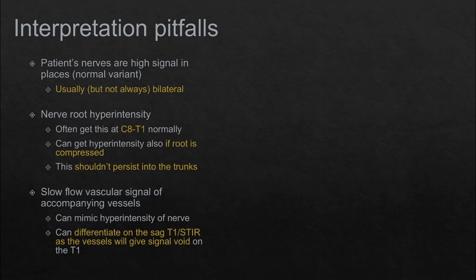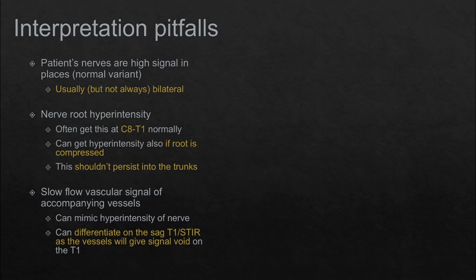Finally, we're going to go through a few things that can catch you out on brachial plexus MRI, which are normal findings, or common findings which are non-pathological. One of the unfortunate downsides of nerve imaging in general is that patients' nerves are often of variable signal, and they will vary between patients and sometimes between sites and sides of the same patient.